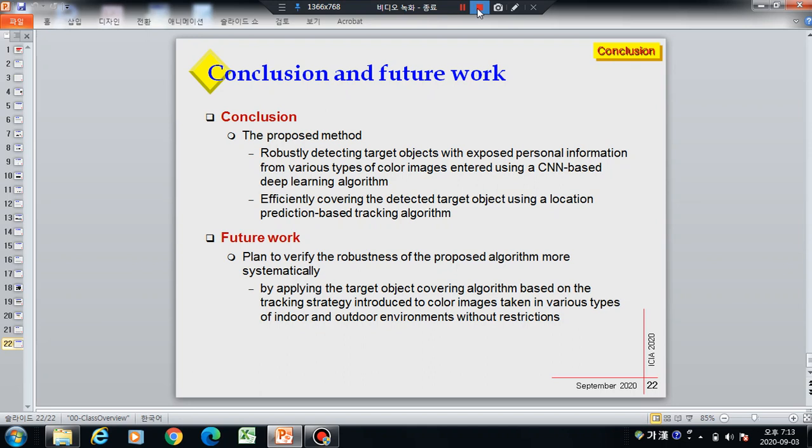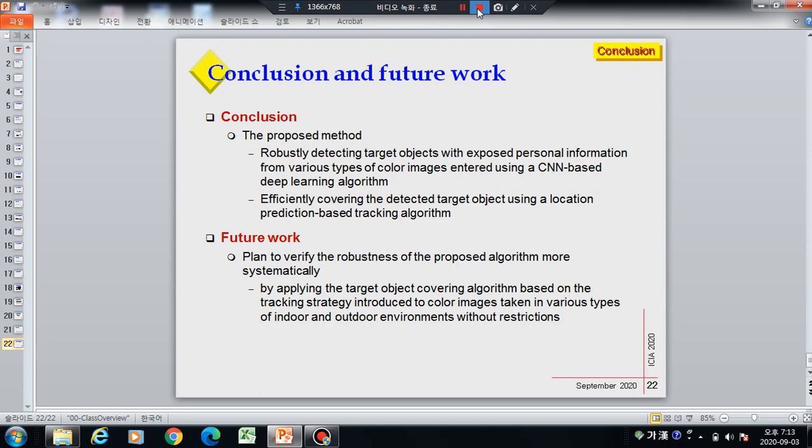Now we'll conclude my talk. In conclusion, I propose the method of robustly detecting target objects with exposed personal information from various types of color images entered using a CNN-based deep learning algorithm and efficiently covering the detected target object using a location prediction-based tracking algorithm.